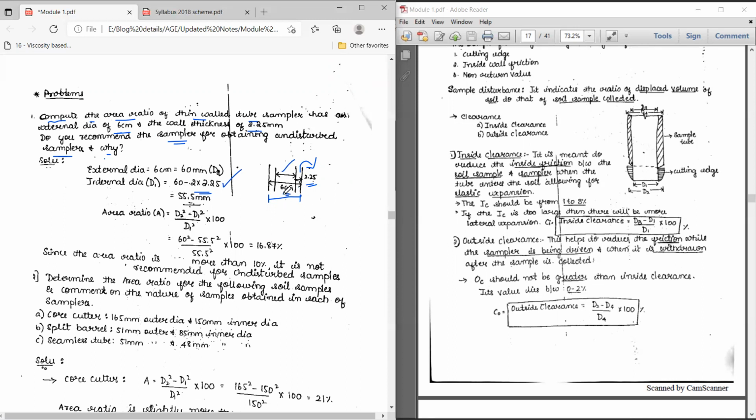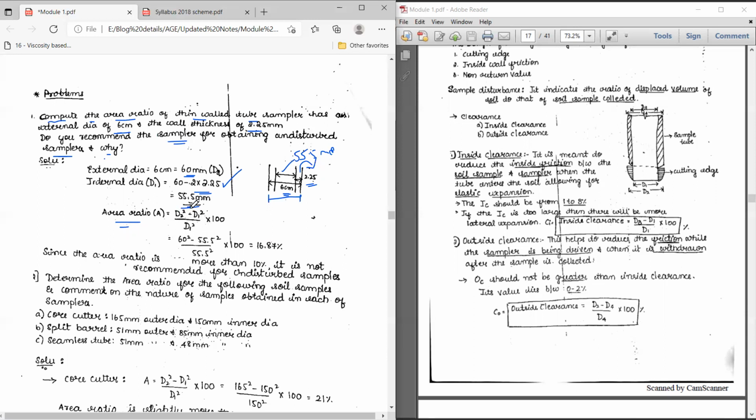So in terms of centimeter, he has given 6 centimeter. I took it in terms of mm. Therefore, that will be equal to 60 mm. Therefore, internal diameter D1 is equal to 60 minus 2 into 2.25. That is equal to 55.5 mm. Therefore, internal diameter is 55.5 mm. Now you can calculate the area ratio by using the formula (D2 square minus D1 square) divided by D1 square.